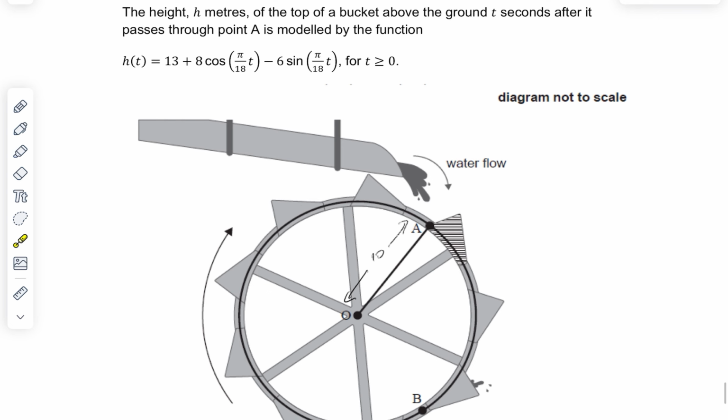The height h meters at the top of a bucket, so a bucket here, the top of it, is modeled by this function, so the height here is a function of t in time. t seconds after it passes through point A, so it's starting here and goes lower, lower, lower, down to as low as the lowest point, back up to the highest point and back down again. If that's 10 meters, this point here should be 20 meters above here, so that should be 20 meters across there.